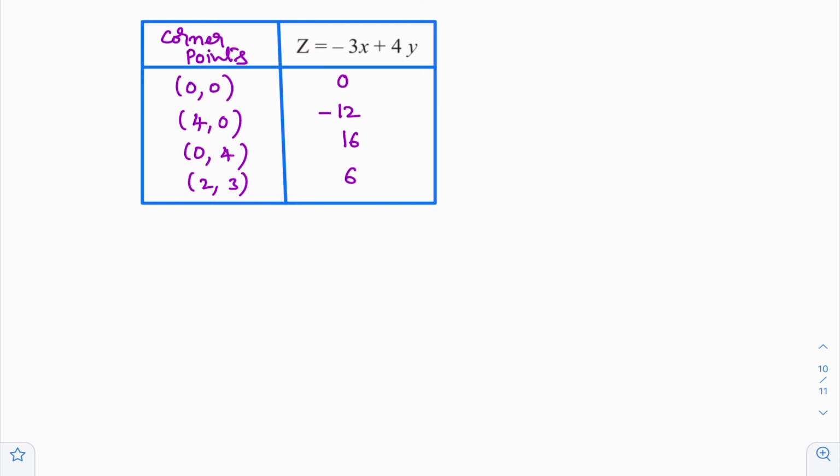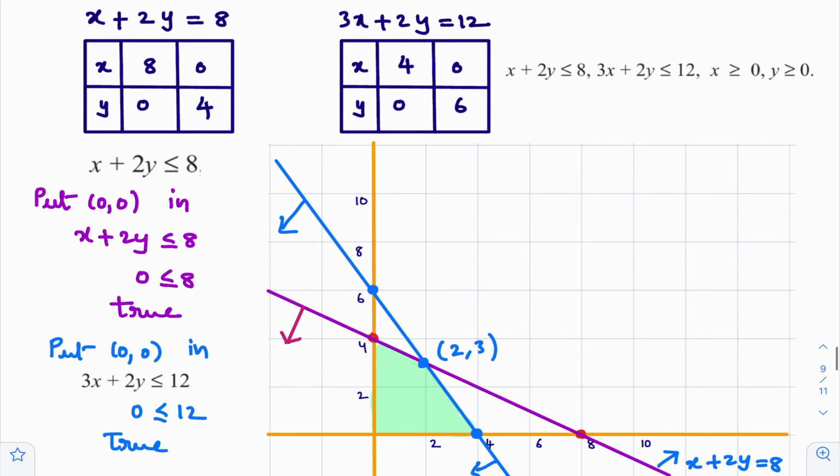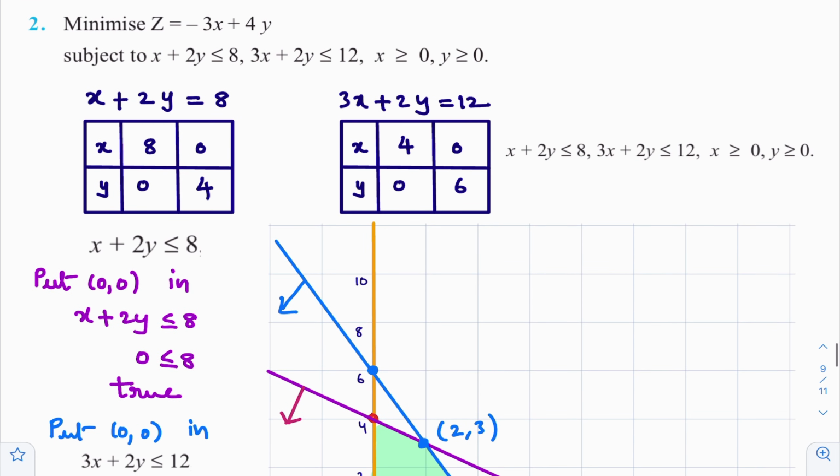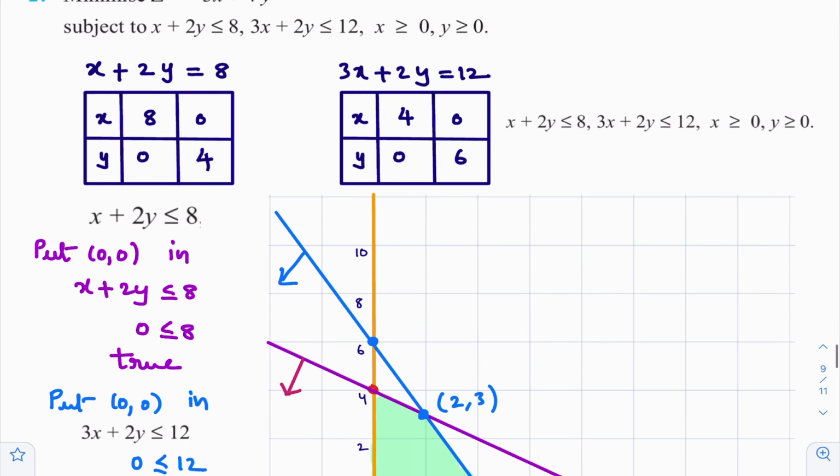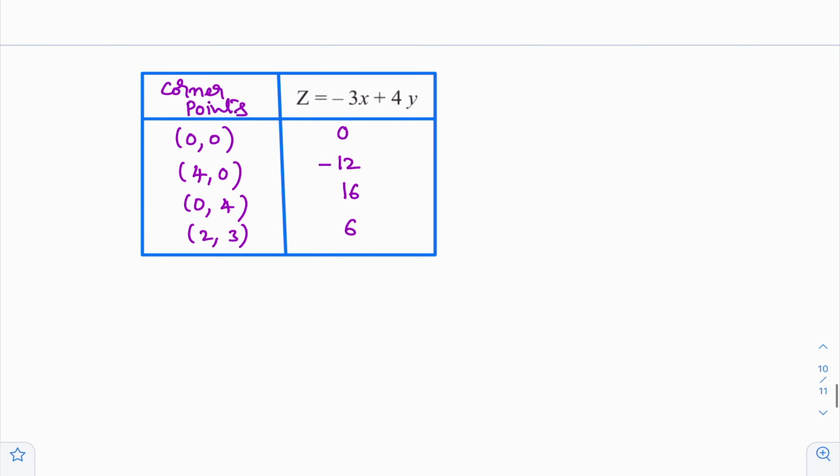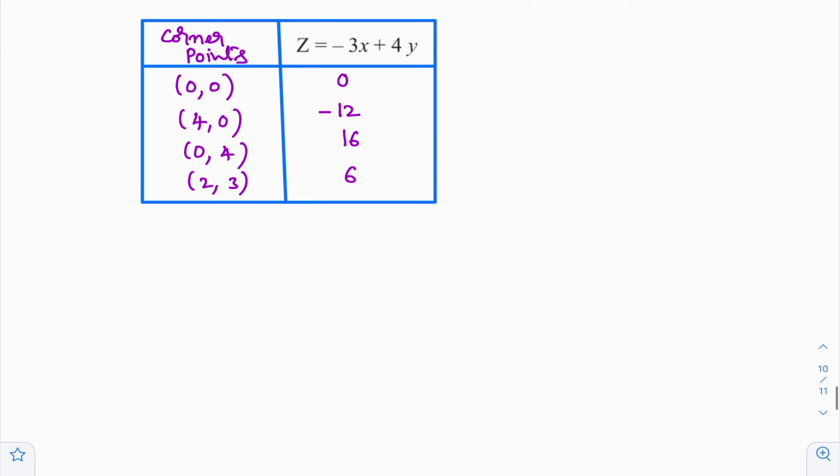If you observe the question, what they are asking in the question, they are asking maximize or minimize. You observe here, they are asking us to minimize this objective function. After substituting corner points in the objective function, what is the minimum value? You observe here, minus 12 is the minimum value when we compare with all these values. So what we got here? We got that minus 12 is minimum. This is the minimum value.